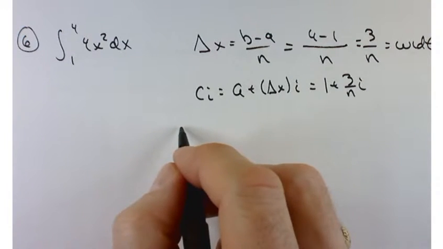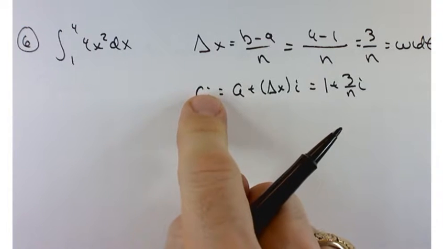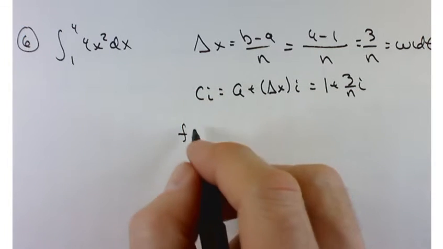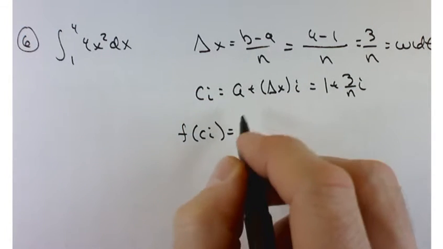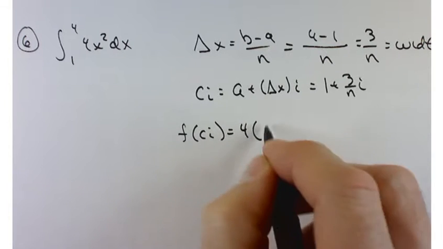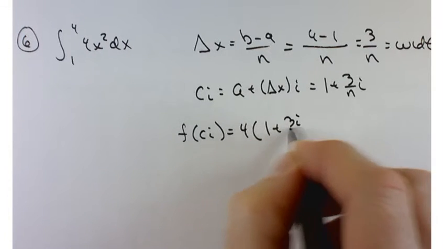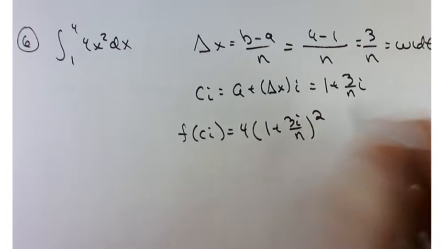And now I want to find the height. The height is the value of the function at this point. So f of c sub i is really 4 times 1 plus 3i over n quantity squared.